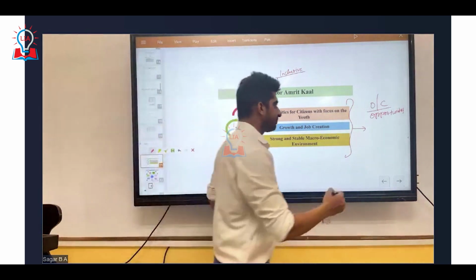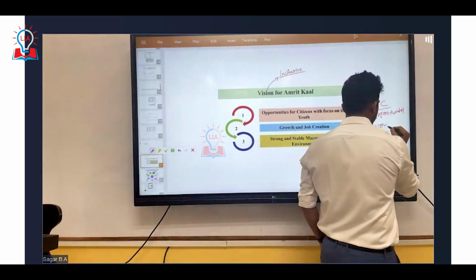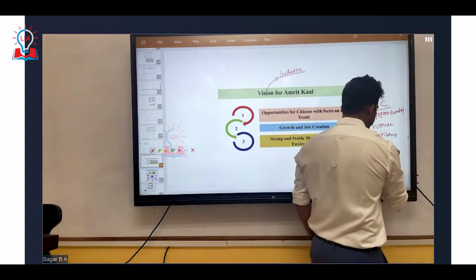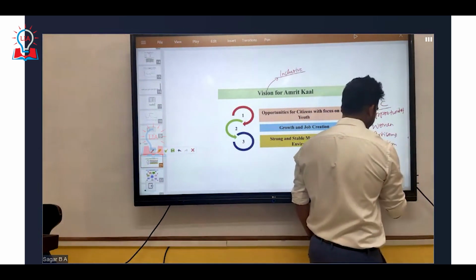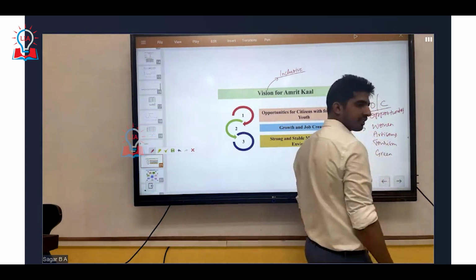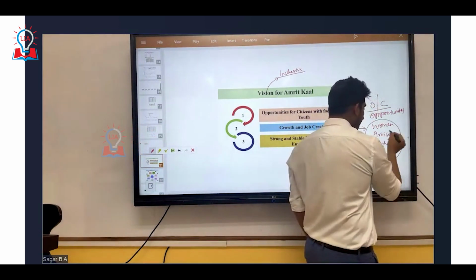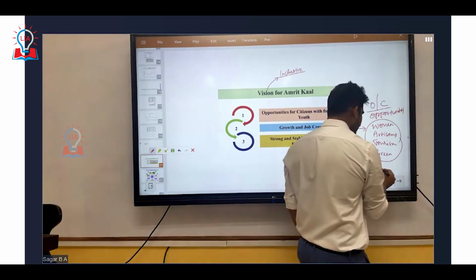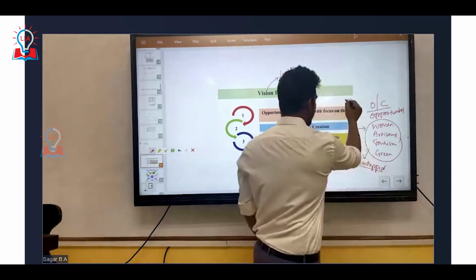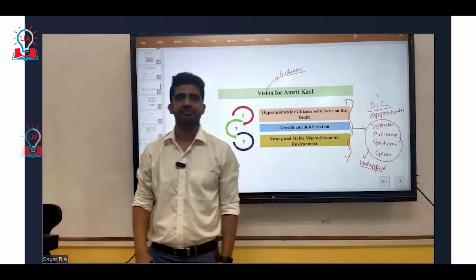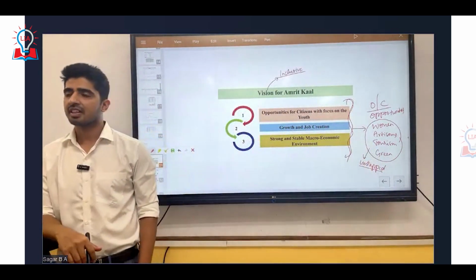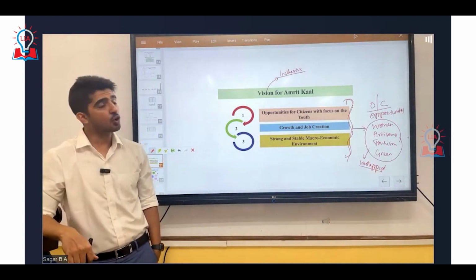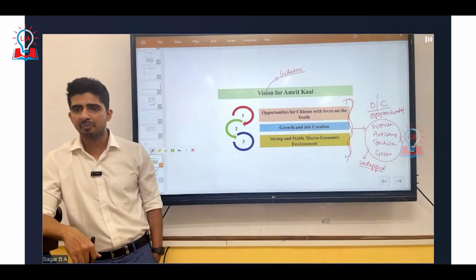So, women, artisans, what was next? Tourism, green growth. These two are untapped as of now. They can be tapped completely if we follow this vision. That is what we are supposed to do in Amrit Kaal. Then the growth will be inclusive and it will be empowered.